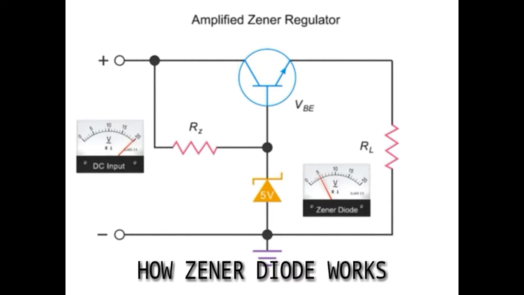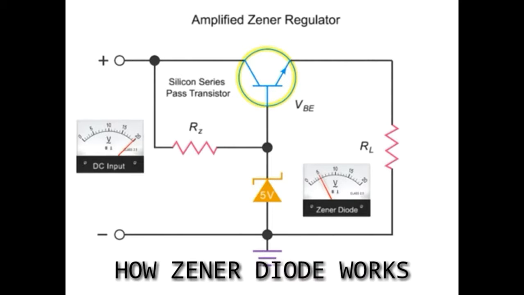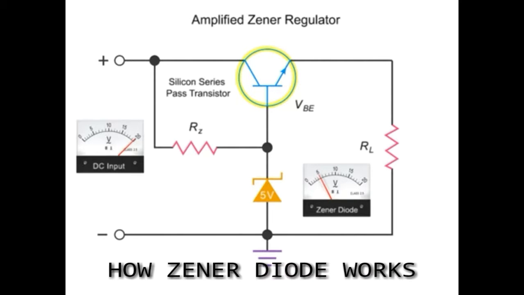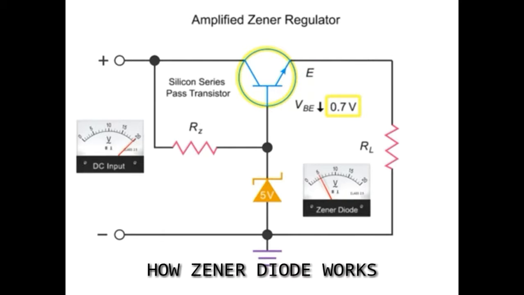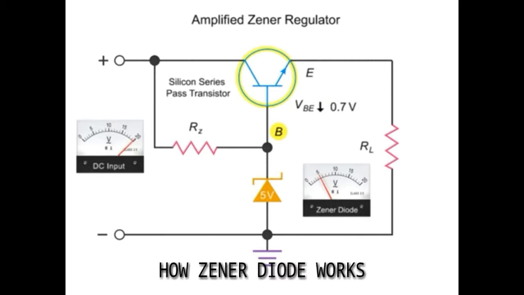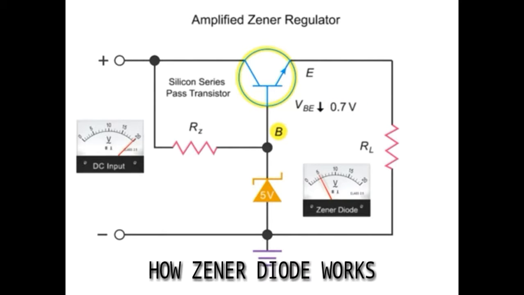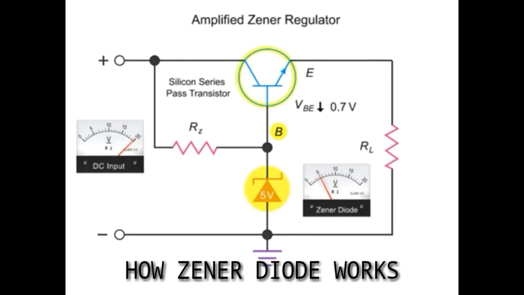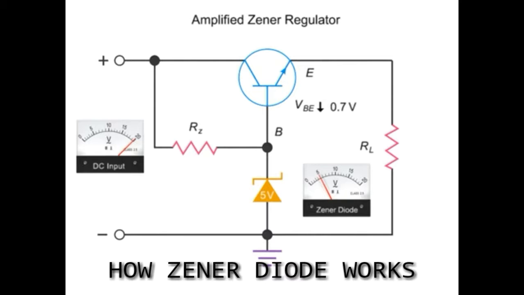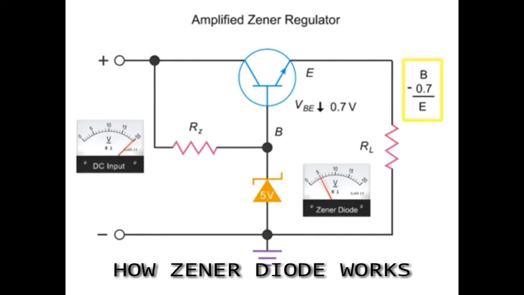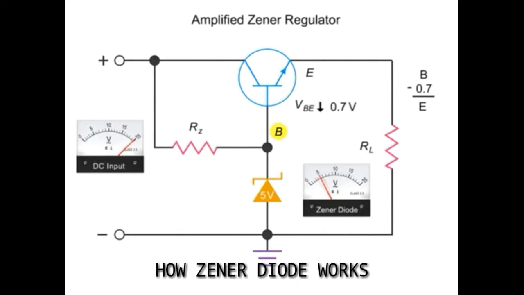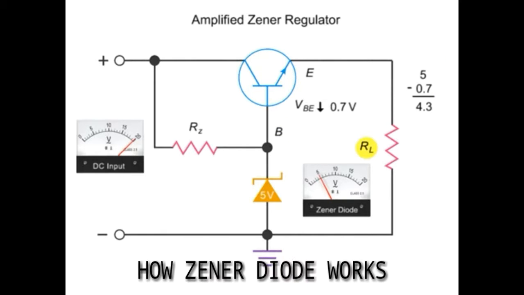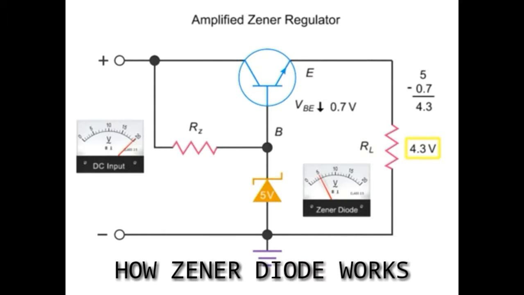The regulator circuitry also contains a silicon series pass transistor. Remember that in a transistor, the voltage value at the emitter is always 0.7 less than the voltage at the base. The base of this transistor is connected directly to our 5-volt Zener diode. Keeping in mind the rule of 0.7, we can determine that the output voltage at the emitter will be 0.7 volts less than the voltage at the base, or 4.3 volts. Therefore, the voltage level at the RL load resistor will also be 4.3 volts.